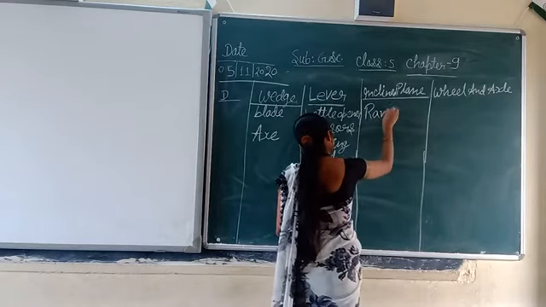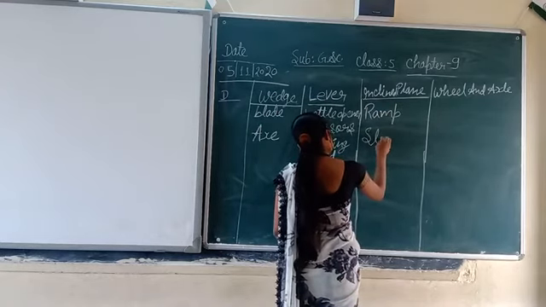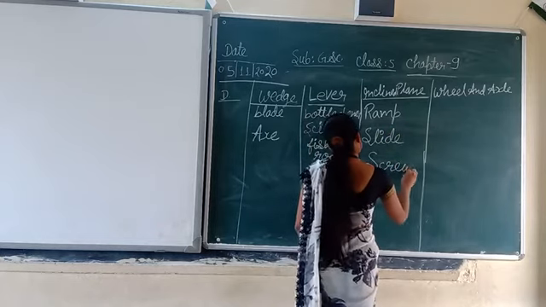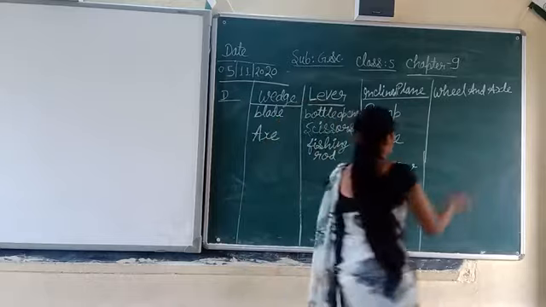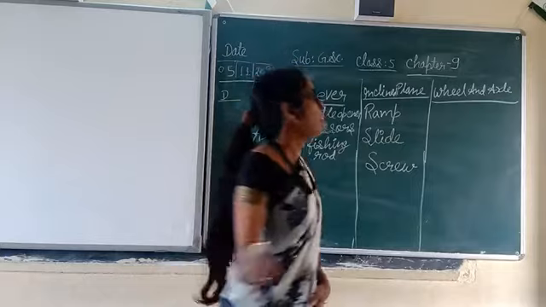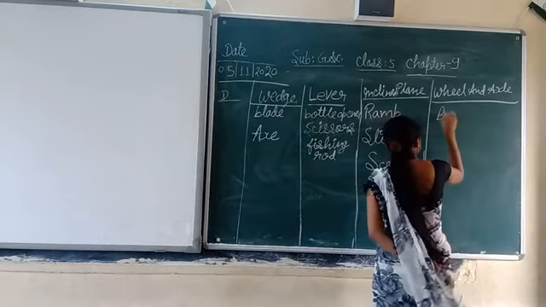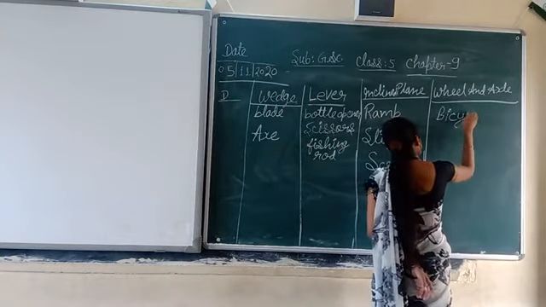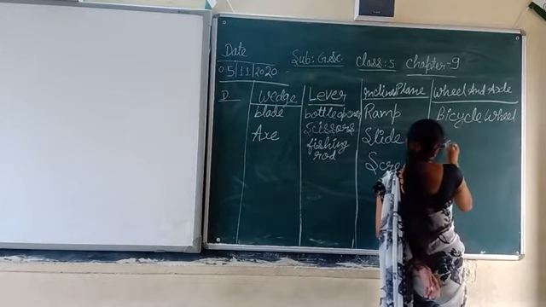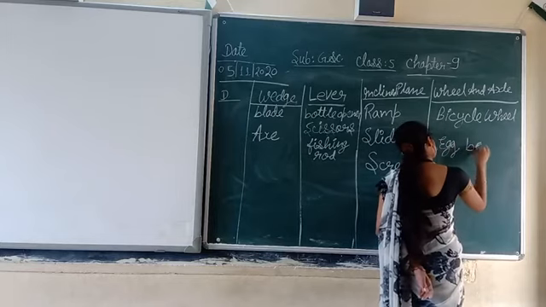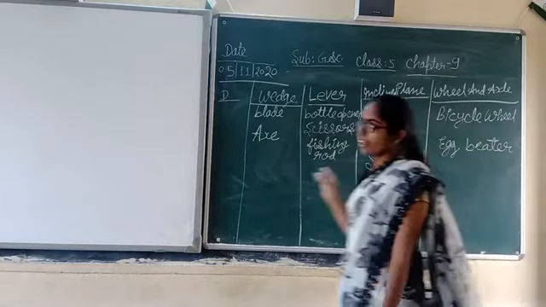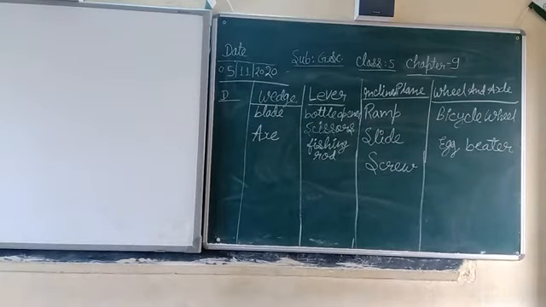And in inclined plane, ramp, slide, screw. Now wheel and axle. In wheel and axle, bicycle wheel and whistle. This comes under the category of wheel and axle.